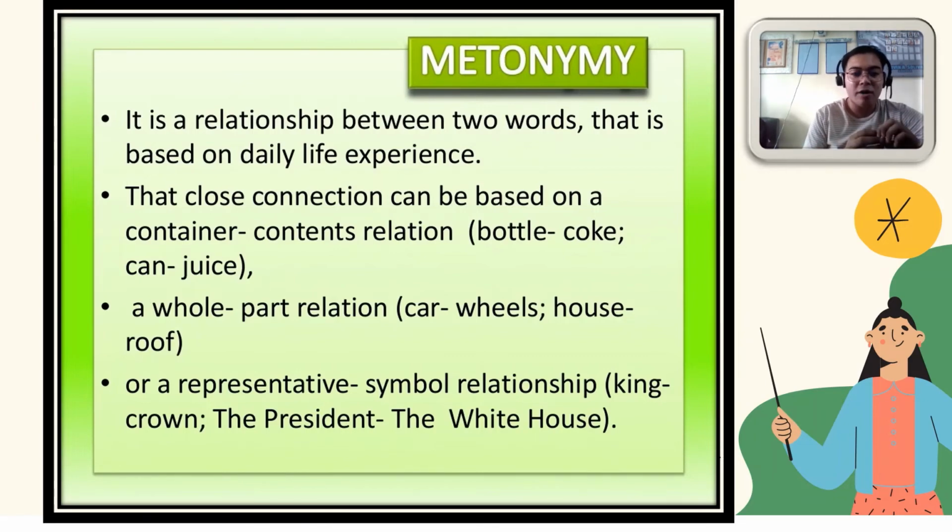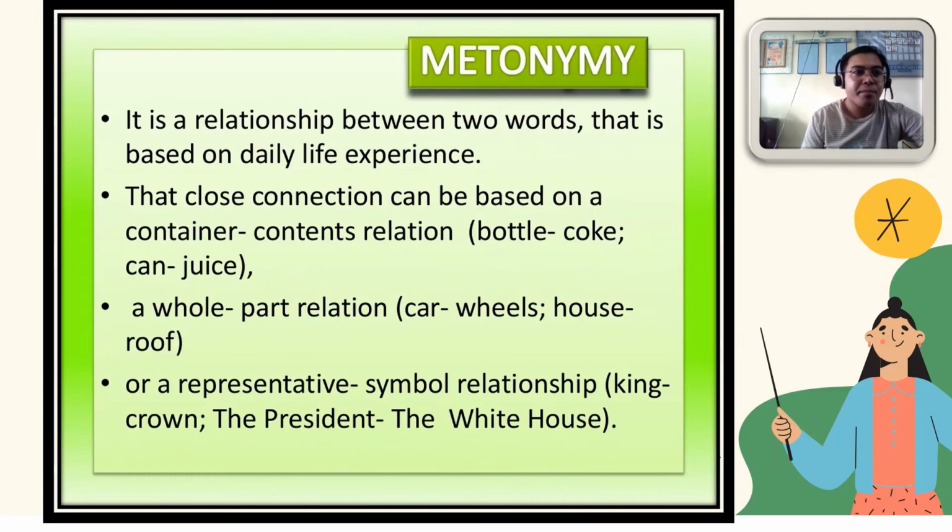Or another type is a whole-part relation. So say for example, a car which is connected to wheels. A house is connected to a roof, right? Another is a representative or symbol relationship, like a king is connected to a crown and the president is connected to the White House. Now, metonymy is the use of a link or term to stand in for an object or concept.